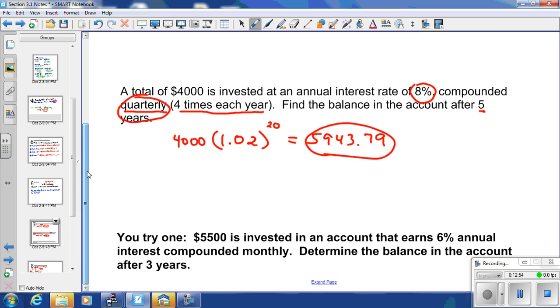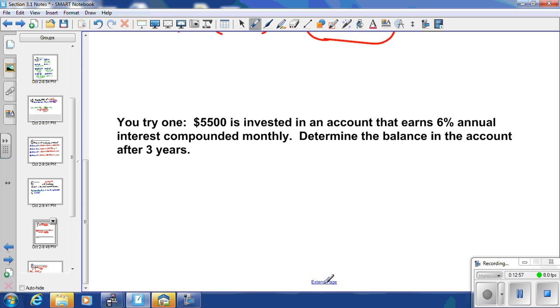So here's one for you to try. I encourage you to pause the video and try to calculate this, and then resume. So what this one works out to be is, since it's 6% annual interest but compounded monthly, that's 12 times a year. So I have to take the 6% and divide it by 12. When you take 6 divided by 12, you get 0.5%. 0.5%, when we change that to a decimal, is 0.005. So my multiplier is going to be 1.005.